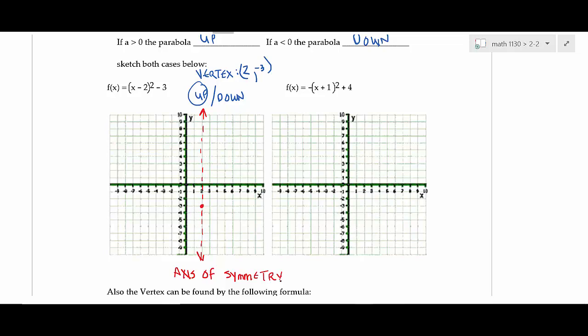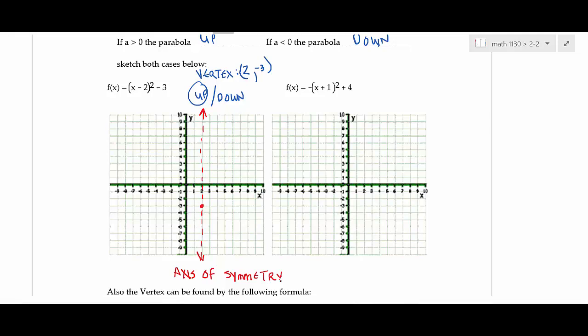So if there's nothing in front, now, if I put a number in front, it starts stretching and shrinking, but the idea is kind of like this. If you go over 1 from the vertex, then you would go up 1 squared, because it's a squaring function. Okay, if you went over 2 from the vertex, what you would do is you would go up 2 squared, or 4, okay? If you go over 3, then what would you do? You would go up 3 squared, or 9.